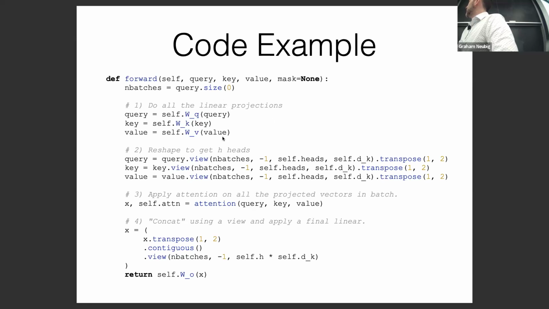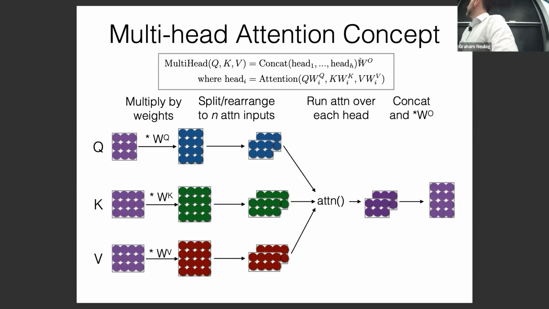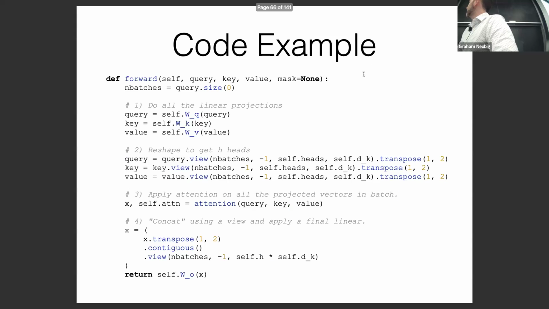I basically put it up here, but you do linear projections for all of these. We reshape to get H heads. We apply attention to all of the heads, and then we concatenate them all back together, and then we apply a final linear layer. So we have a final matrix multiplication at the very end here.